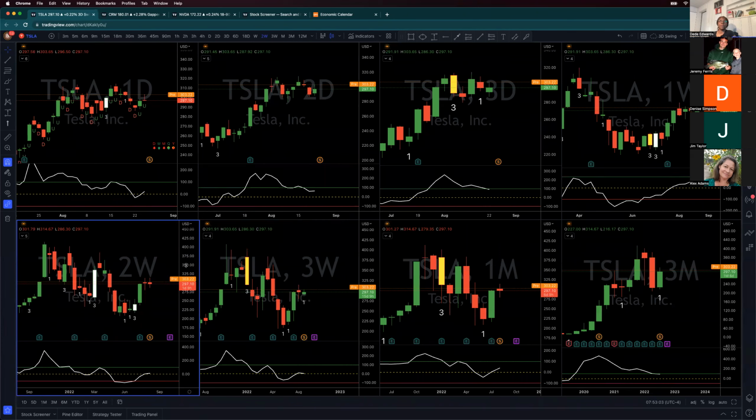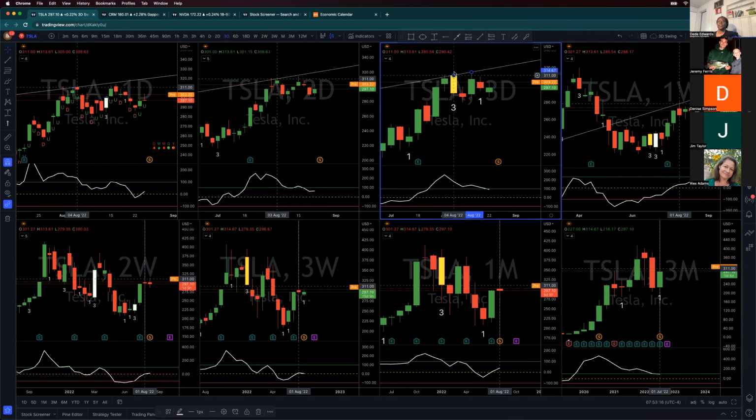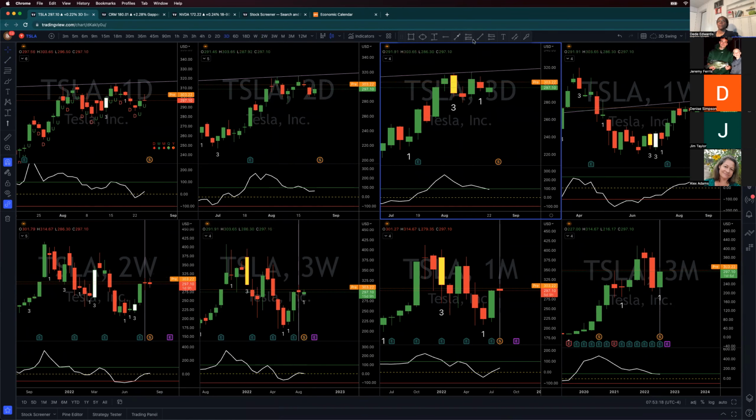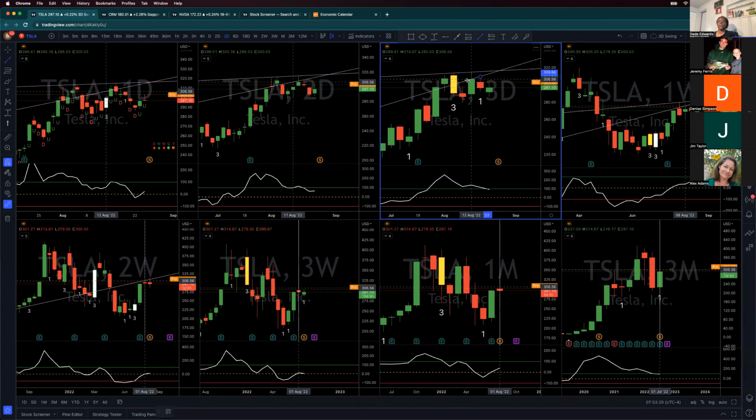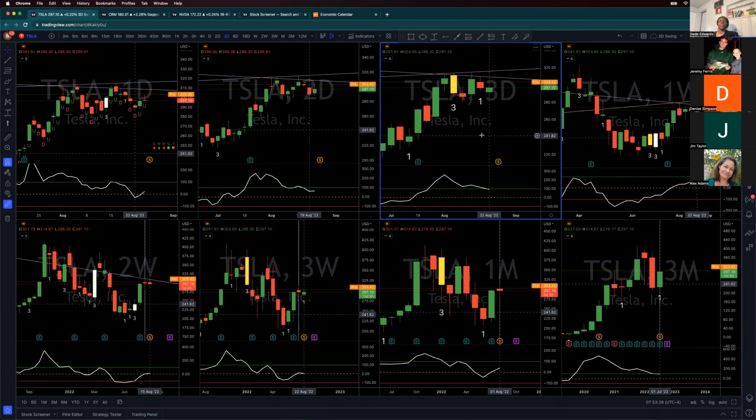When I say play it by ear, use your broadening formations, guys. Rob probably would have screamed at me if I said play it by ear. Use your broadening formation. Draw that out and let's look for potential targets, because we are not clear on where price action will go on this trade.